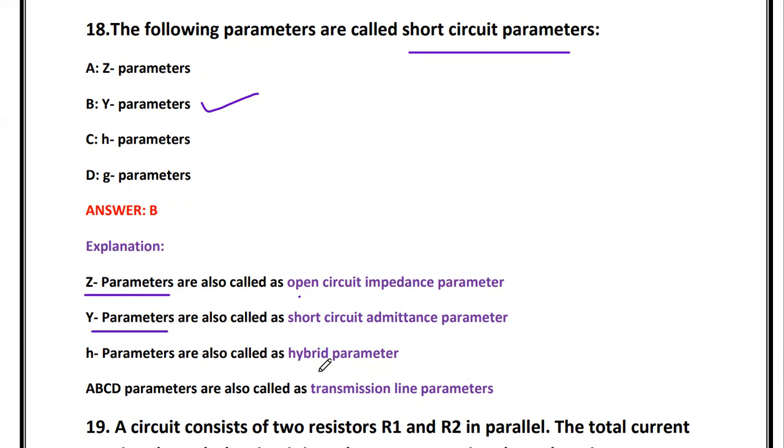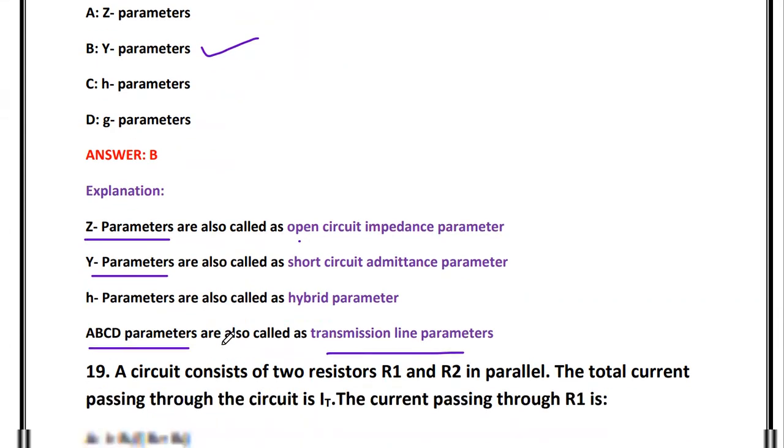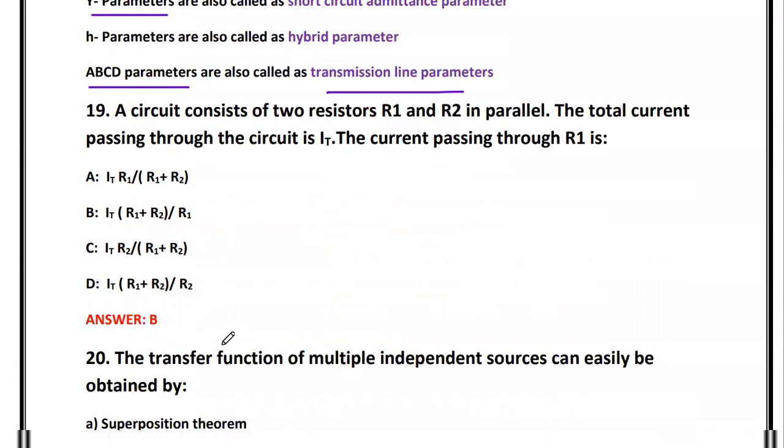Okay, H parameters are called hybrid parameters. Okay, hybrid. And ABCD parameters are called transmission parameters. Since this ABCD parameter is useful in order to analyze the transmission line, that's why the ABCD parameter is called a transmission parameter. These are all the other names of the remaining parameters.